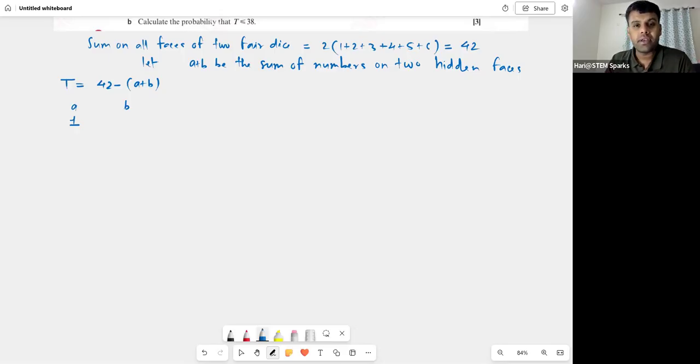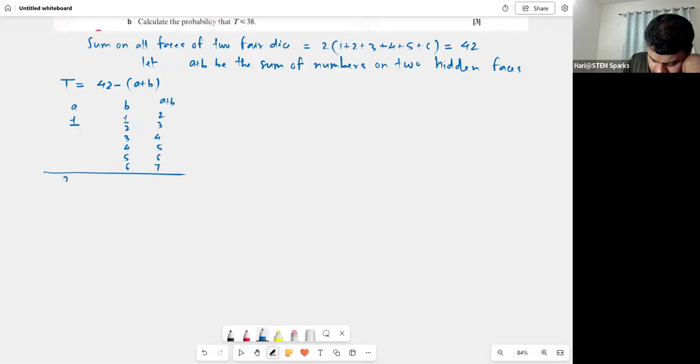The minimum value of A plus B can't be less than 2, because even if you take the minimum from both dice, the least value we can take is 1 and 1, which is 2. So the minimum value of A plus B will be 2 and the maximum value will be 6 plus 6, that is 12. So let's make all the possible combinations. When it is 1 on the first die, the other die may have 1, 2, 3, 4, 5 and 6. Then A plus B could be 2, 3, 4, 5, 6 and 7.